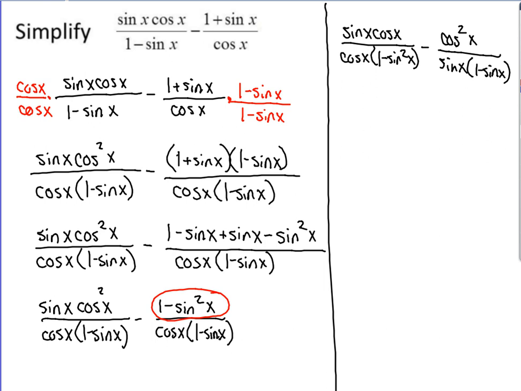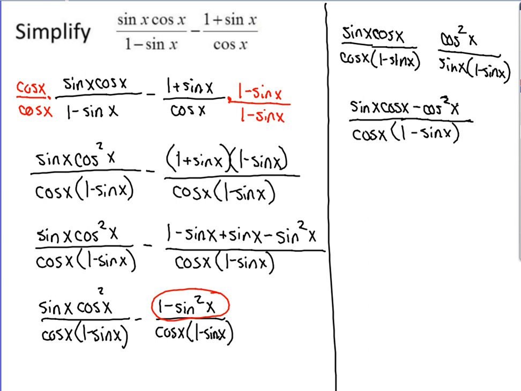Now that we have our denominators the same, and we've simplified the numerators as much as we can, let's go ahead and do our subtraction. So this is going to give me sine of x cosine of x minus cosine squared of x, all over cosine of x times 1 minus sine of x. Now if you notice in the numerator, both parts have a cosine, so we can factor that out. So that's going to leave us with sine of x minus 1.